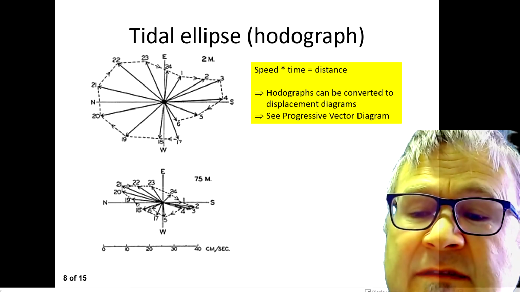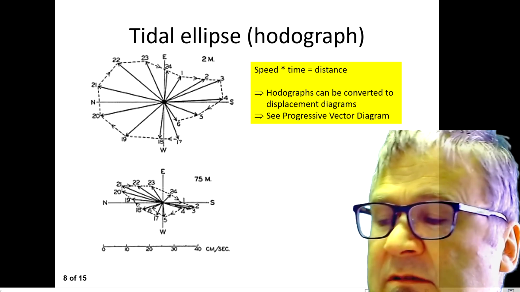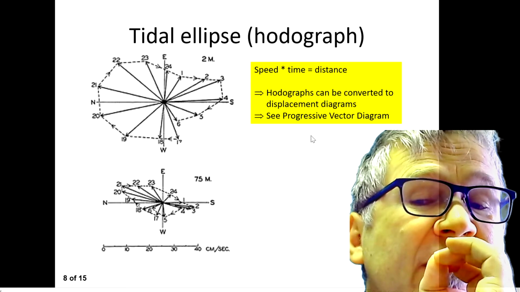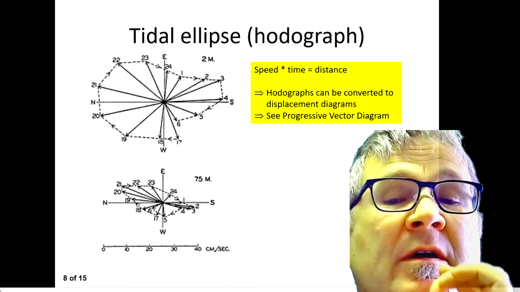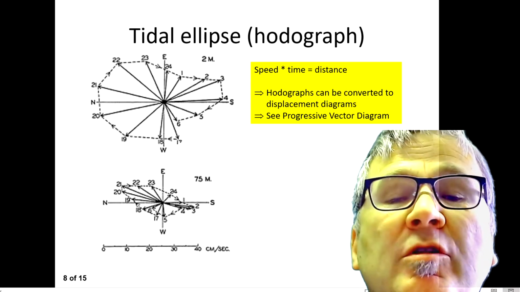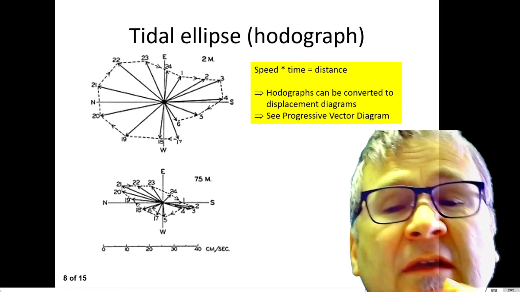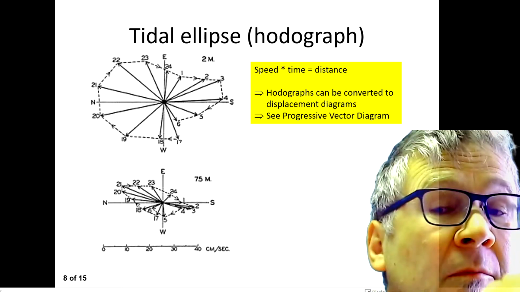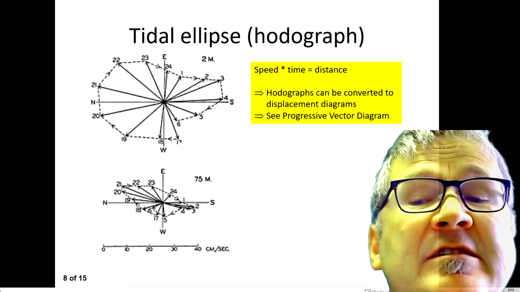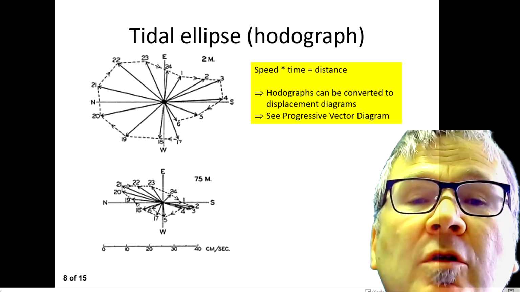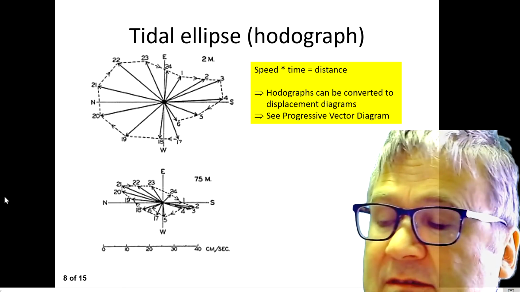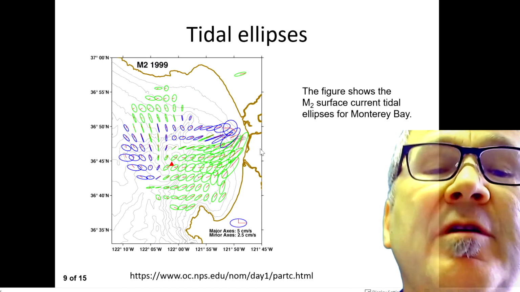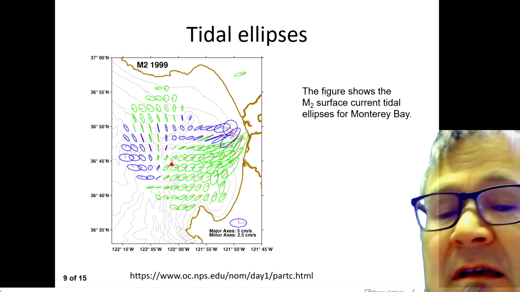And here is another example. So at the bottom here is another example. You can also convert these flow vectors into displacement diagrams, so-called progressive vector diagrams. And it uses the conversion that distance is speed times time. But I come to that on one of the next graphs. But these things here are called tidal ellipses. Okay, and I show you one example. This is one example for Monterey Bay, one particular tidal component.